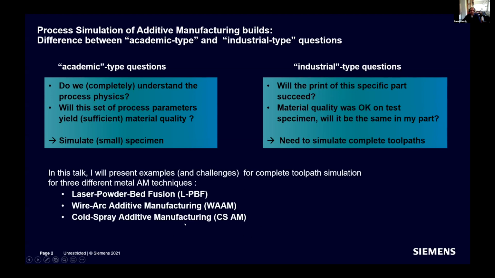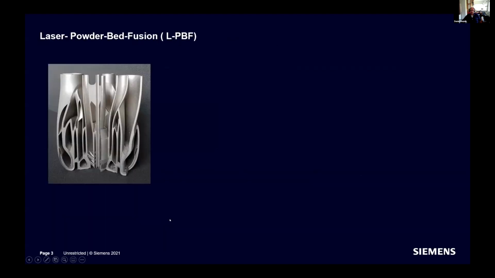So in this talk, I will present some examples and challenges for complete toolpath simulation for 3 different metal additive manufacturing techniques. That will be the laser powder bed fusion, the wire arc additive manufacturing, and maybe a little bit exotic, the cold spray additive manufacturing. Maybe for some of you, that's the first time to hear about it, but it's quite interesting also from the simulation challenges and the simulation perspective. So let's start with the laser powder bed fusion.